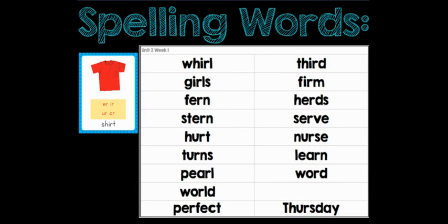As I read each of our spelling words, I'll highlight the R-controlled vowel word part that makes the er sound. Repeat each word after me. Whirl. Third. Girls. Firm. Fern. Heard. Stern. Serve. Hurt. Nurse. Turns. Learn. Pearl. Word.